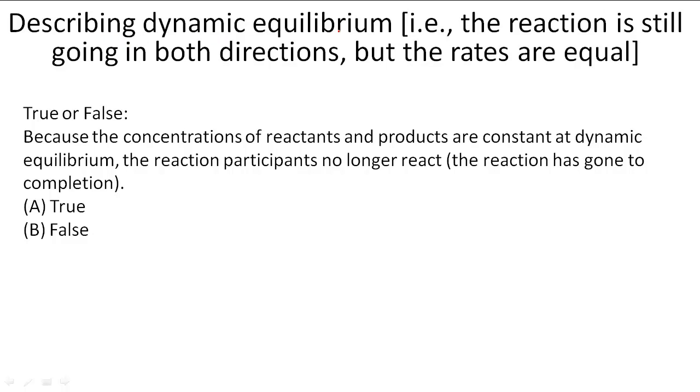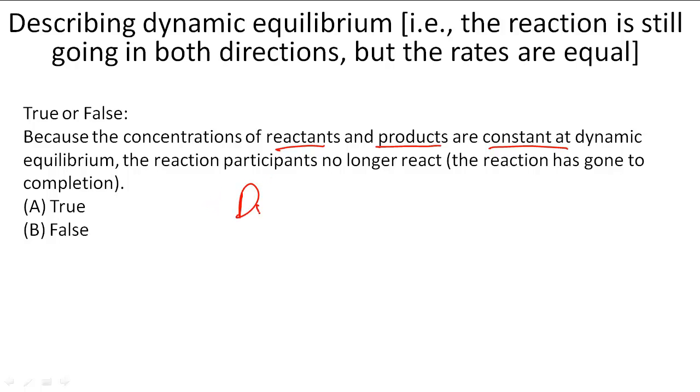Describing dynamic equilibrium, i.e. the reaction is still going in both directions, but the rates are equal. So what we see here is a true or false question. It says, because the concentrations of the reactants and products are constant at dynamic equilibrium, the reaction participants no longer react. So the reaction has gone to completion. So is that true or is it false?